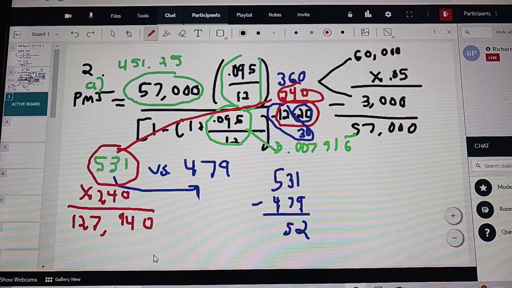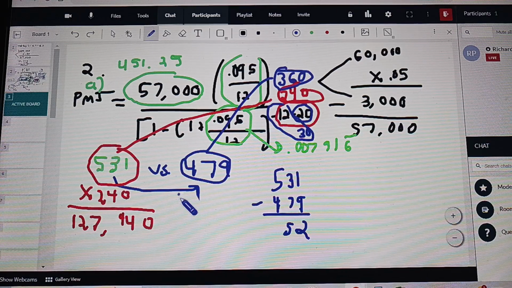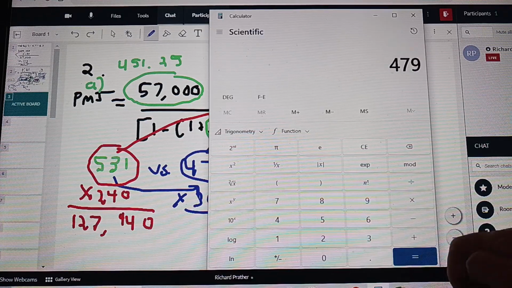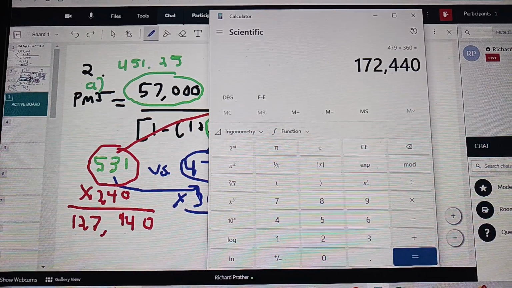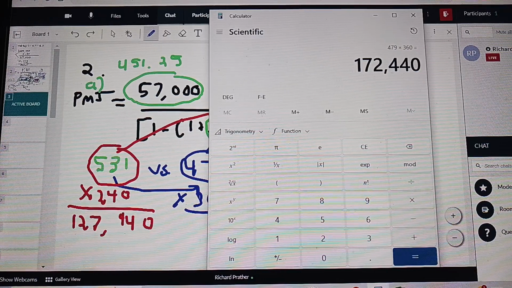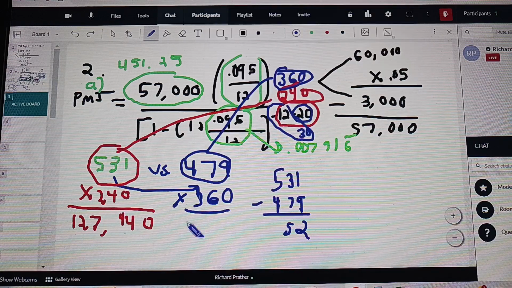$127,440. But the 479, that one's having 360 payments to do it in 30 years. So multiply this one by 360. 479 times 360 is 172,000. That's like triple what the cabin cost. 172,440.